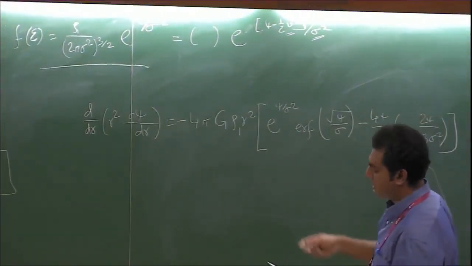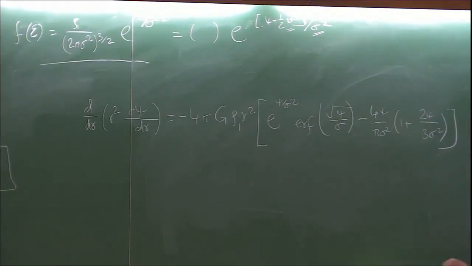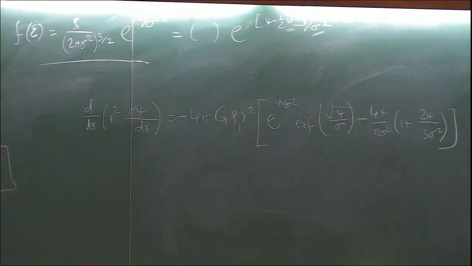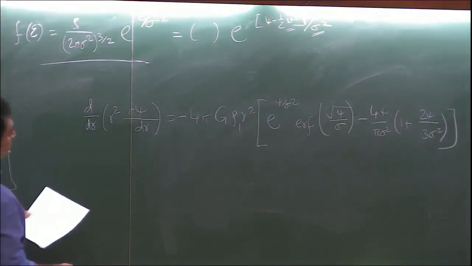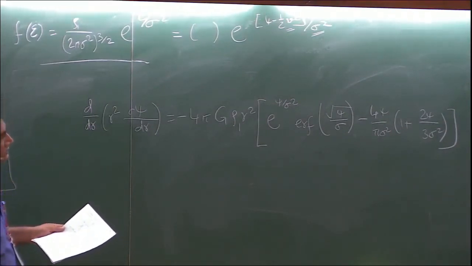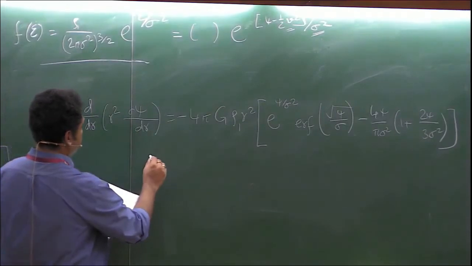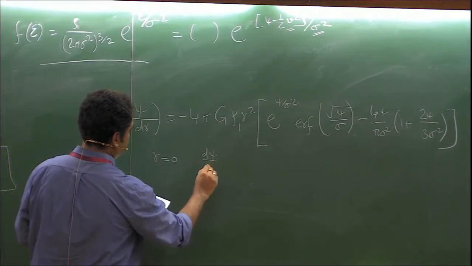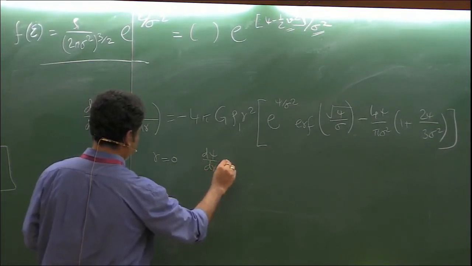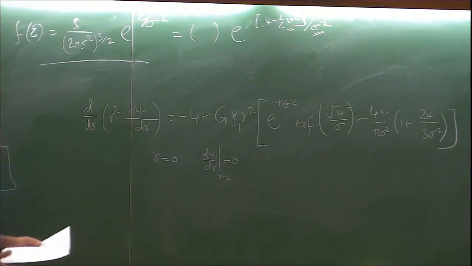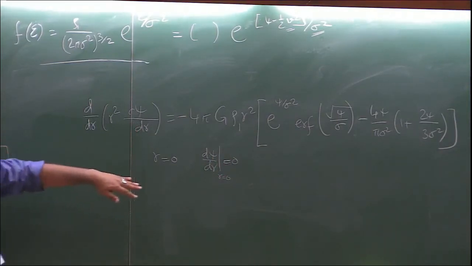So that's essentially what the Poisson's equation looks like. But let's demand some things. We can choose to have boundary conditions so that we don't have infinities at the center. So we can say that at r equals 0, d psi dr is 0. If you demand that the density does not blow up at the center, then that's what you get.